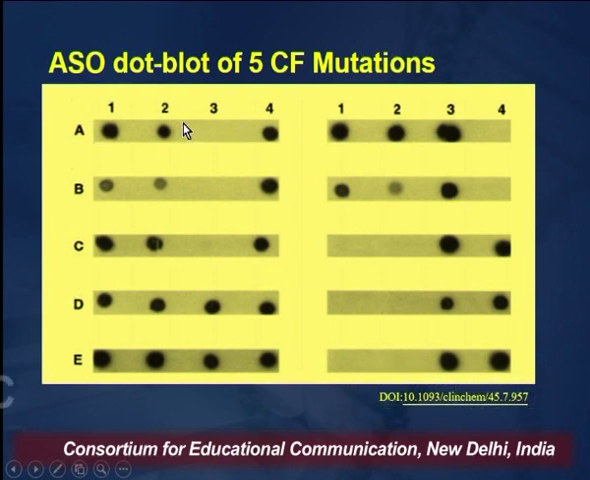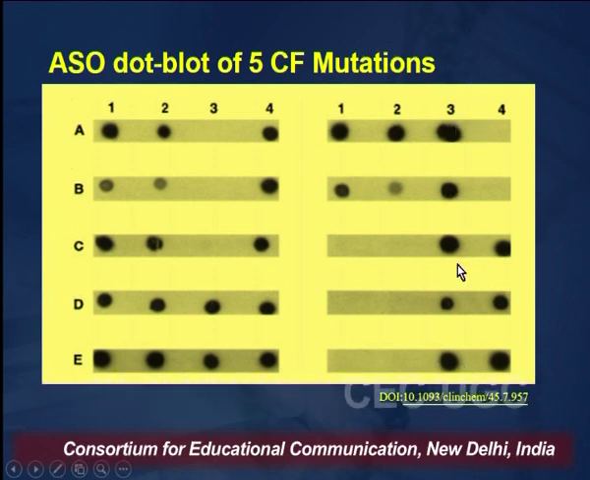Now, there are 4 samples that we are analyzing. So, A, B, C, D, E are the different mutations, and different probes are used to ascertain these mutations, and 1, 2, 3, 4 are the samples that we are analyzing. There are 2 lanes shown here. The first lane is probed with the ASO normal probe for this particular gene, and the second is probed by the mutant probe. I hope this is very clear to you. So, this is the normal ASO probe, this is the mutant ASO probe.